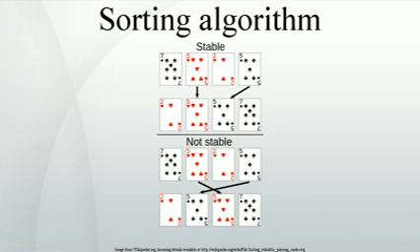Inefficient humorous sorts. Some algorithms are slow compared to those discussed above, such as the bogosort, O(n·n!), and the stooge sort, O(n^2.7).